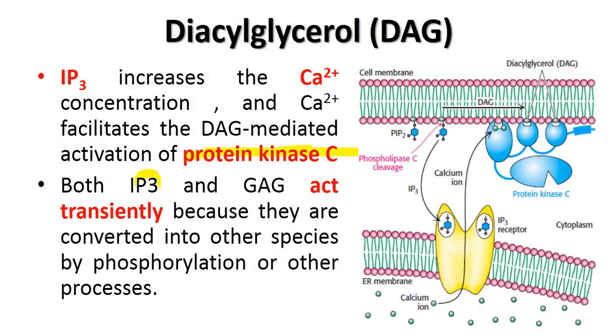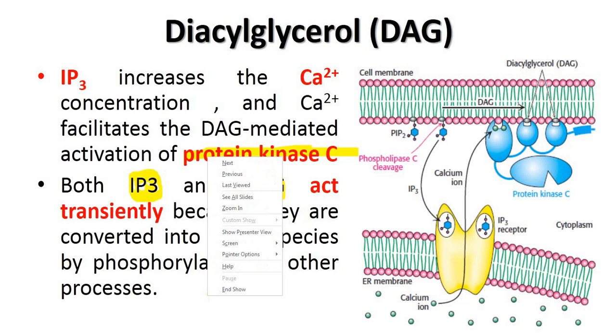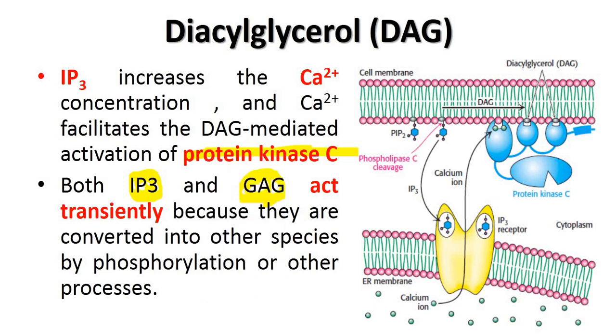Thus both inositol triphosphate and diacylglycerol act transiently. It should be DAG. This DAG acts transiently, that is for a brief period of time. Why do they act transiently? Because they are converted into other species by phosphorylation or other processes, and that is the reason the action is very slow.